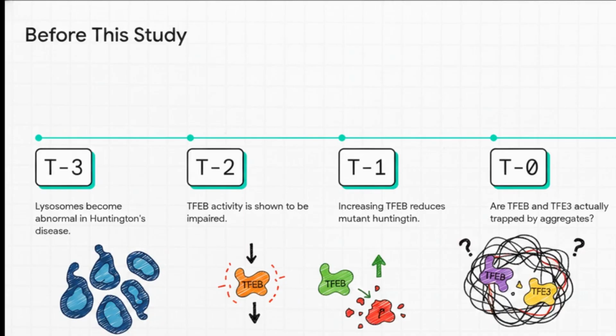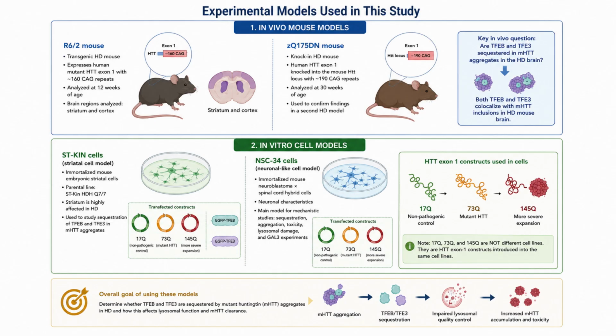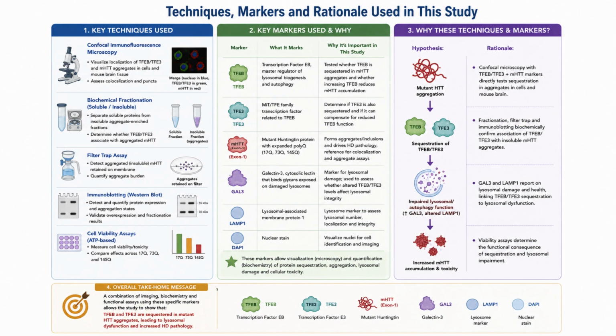Which brings us to part 3, proving the protein trap. This is where we gather the biochemical evidence. This is where the researchers really put on their forensic gloves. They wanted to know if TFEB and TFE3 were getting physically stuck in those toxic mutant Huntingtin aggregates. Under a microscope, they might look close together, but that doesn't prove they're physically stuck, right? So they used biochemical fractionation.